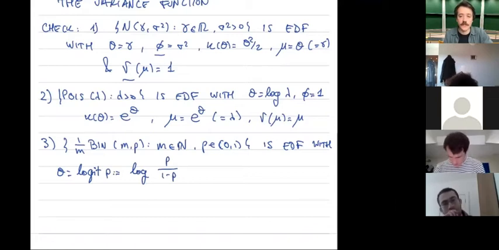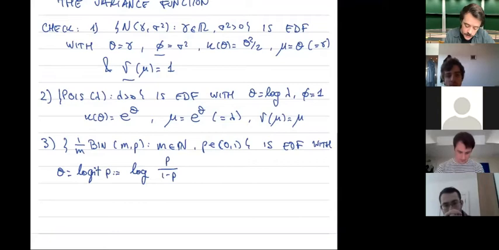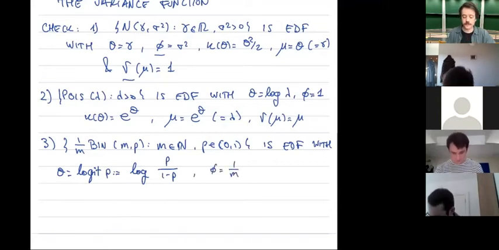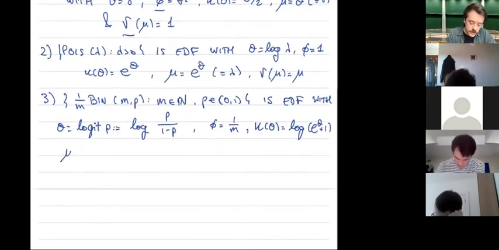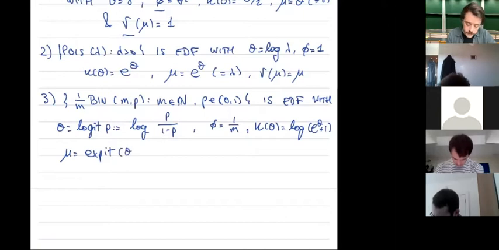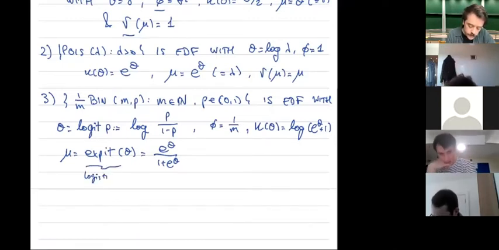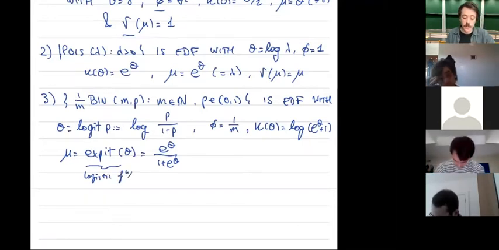And then we have as dispersion parameter 1 over m, and as k we have the logarithm of e to the theta plus 1, and as mu you can differentiate and get this expit function, and this is e to the theta over 1 plus e to the theta. So this is the inverse of the logit function, and this is, by the way, called the logistic function. This is what gives the name to this model as being the logistic model or logistic regression model. We'll see once we introduce GLMs.